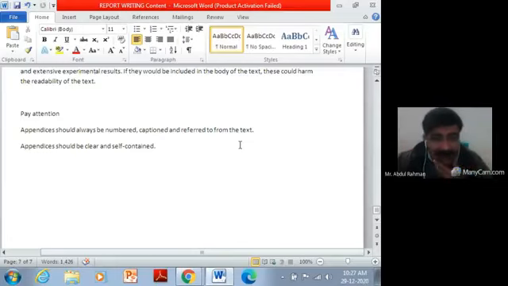And at the end, we have got the last thing that we have to pay attention to. Appendices should always be numbered, captioned, and referred to from the text, right? Appendix A, appendix B, appendix C, appendix 1, appendix 2, appendix 3, like this, right? Appendices should be clear and self-contained because they are somehow part of the report, but they do not become in their entirety part of the report, right? So that is why they are attached at the end as proof.